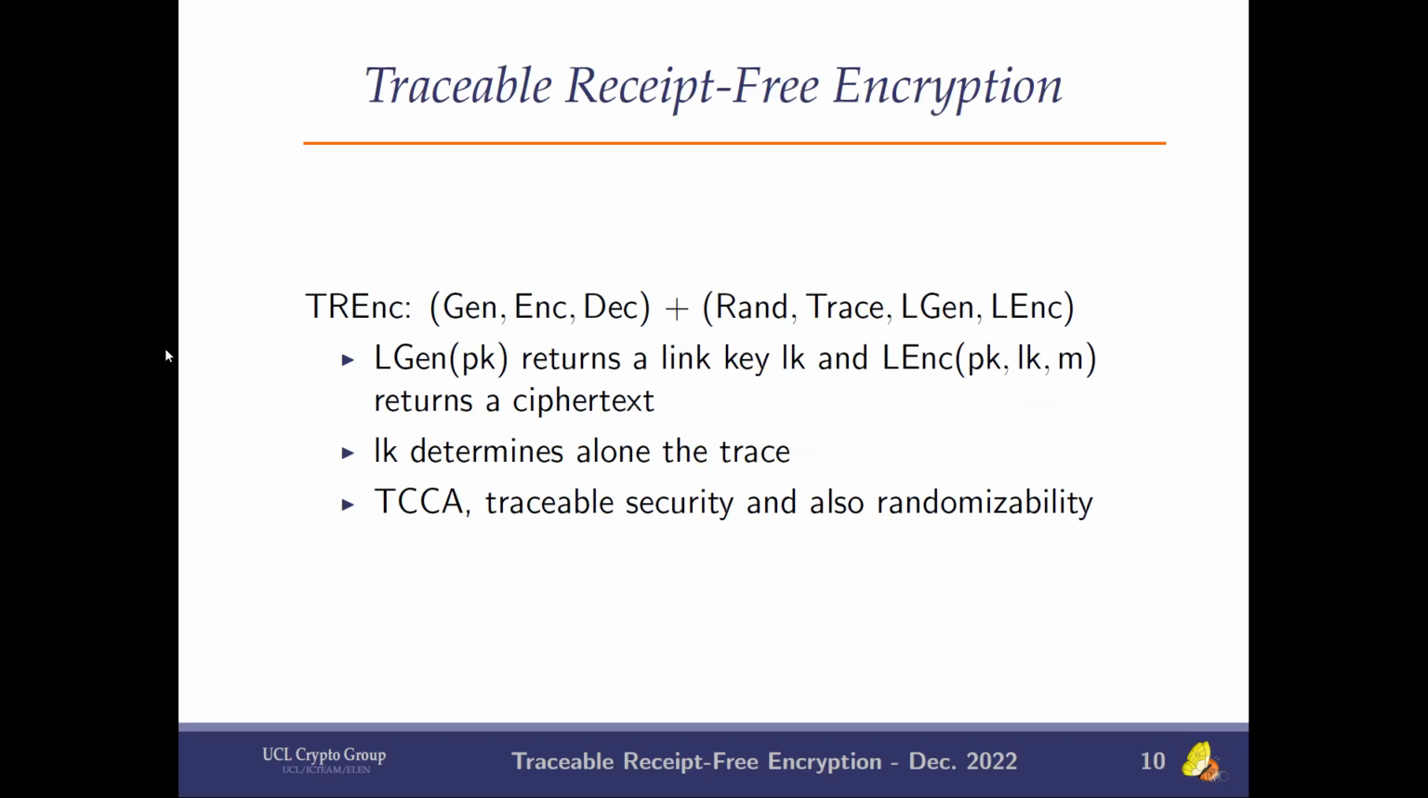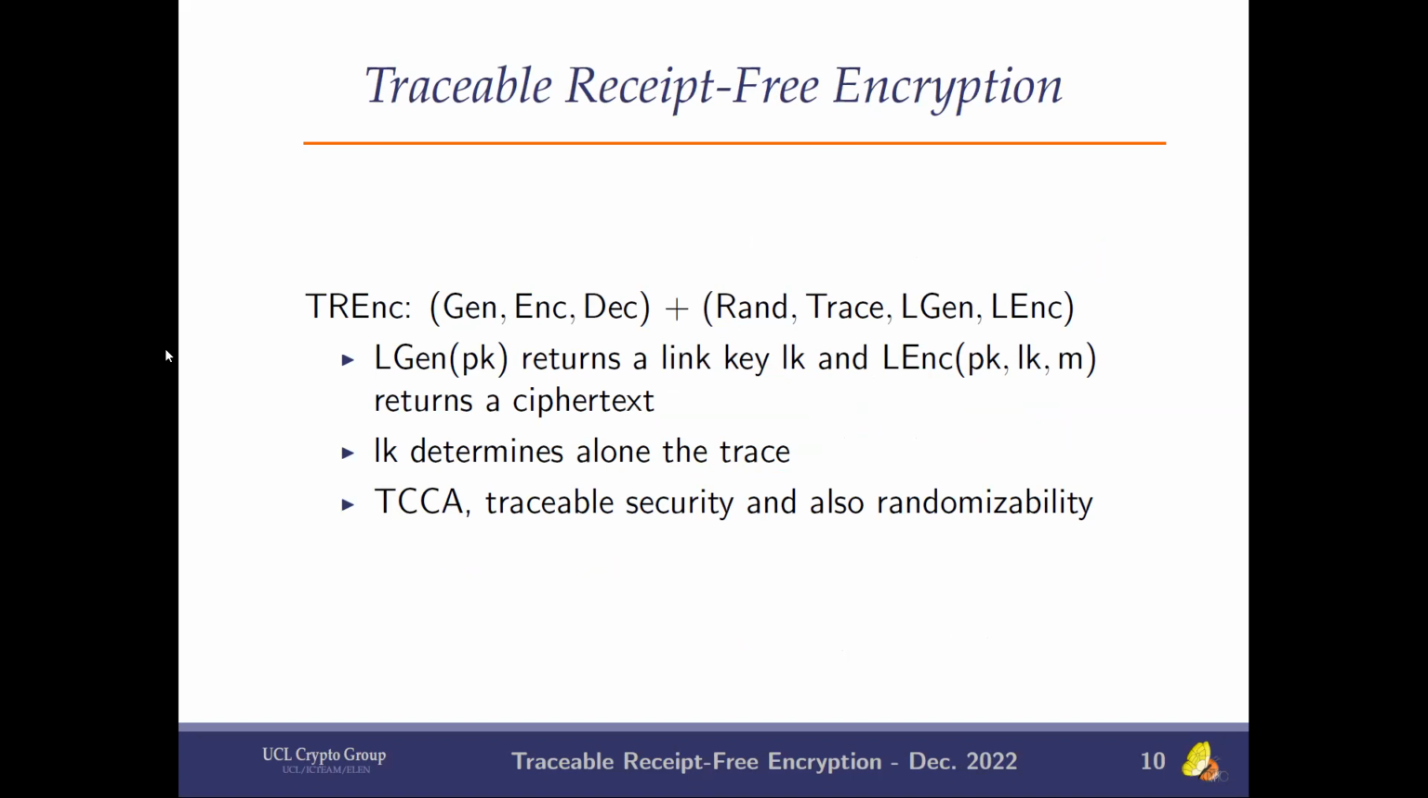And now I can define this new primitive that is traceable receipt-free encryption, or TRENC. It's a normal, usual encryption scheme with Gen, Enc, and Dec. So we had Rand and Trace, which are the two algorithms I talked to you about. Also LGen and LEnc, which are a bit technical, but this is to make sure that the voter has some way to encrypt any message to get a possible trace.